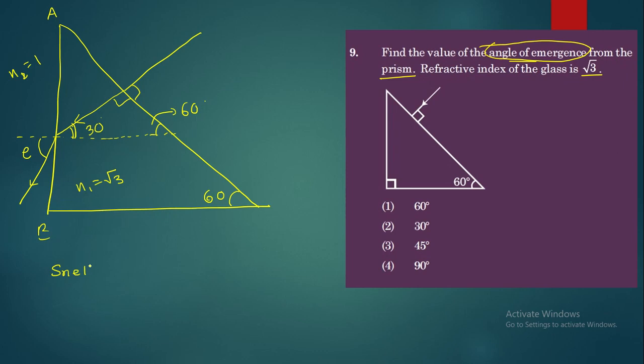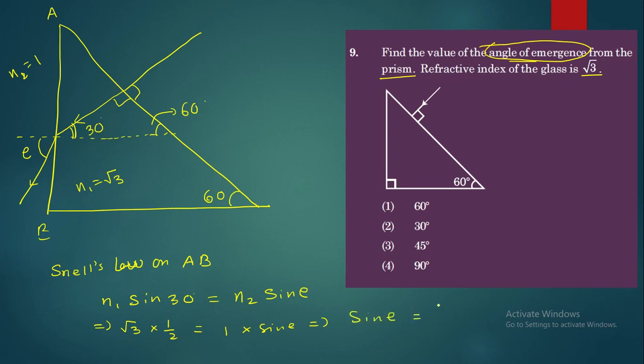So applying Snell's law on this interface AB, this will give me N1 multiplied by sine of angle of incidence equal to N2 multiplied by sine of angle of emergence. So this will be equal to square root of 3 multiplied by half, which is equal to 1 multiplied by sine of E. Thereby sine of the angle of emergence should be equal to root 3 by 2, which will give me E to be 60 degree. So answer is option 1.